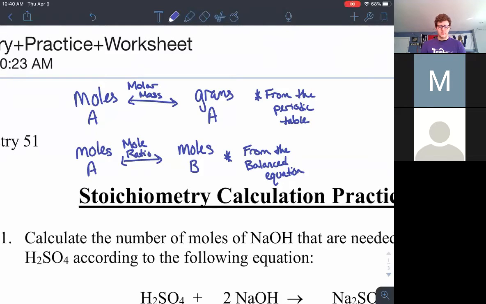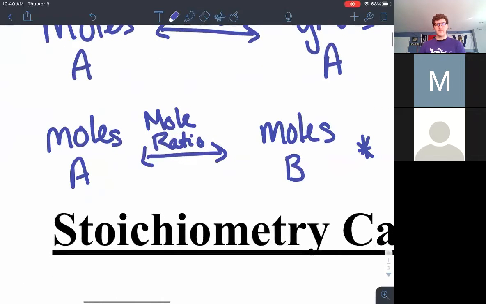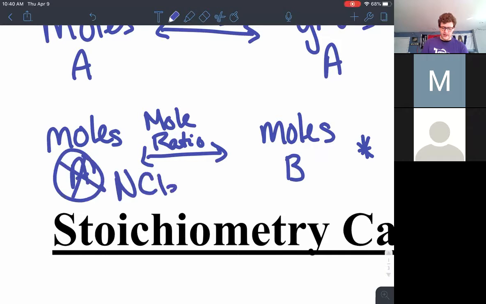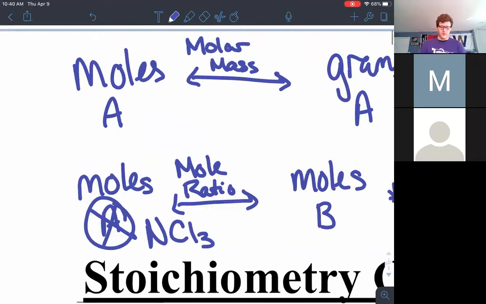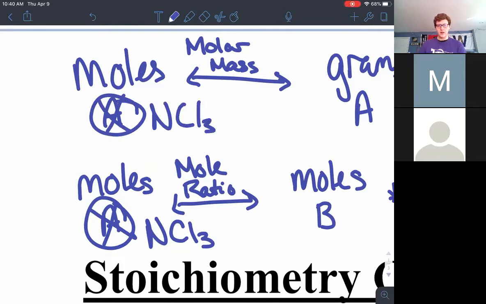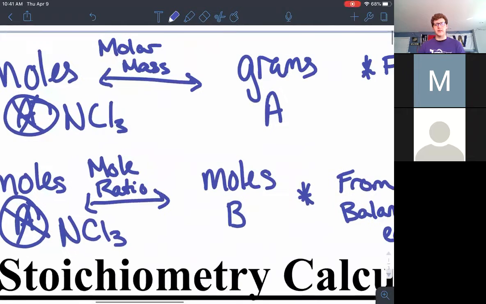To grams? So the mole ratio, let's look at it. It goes from moles of one compound. So this would be moles of, remember we canceled that and we turned it into NCl3. Goes from moles of NCl3, and that would take us to moles of a different compound. Could we go from moles of NCl3 if we change this to NCl3? Could we get to grams of NH3 from the molar mass?